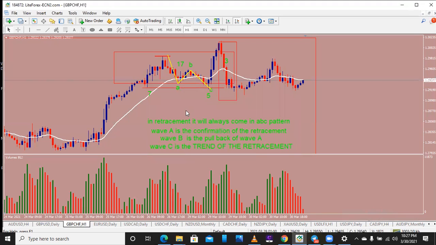It is Elliott wave, yeah, but this is a simplified version. Every trade retracement will always come in ABC. This is what you want to understand. Don't make things complex. Keep it simple. If you go down to your chart, you will keep on seeing A, B, C. Wave C is always the trend of the retracement. Wave B is the pullback of wave A. And wave A is the confirmation of the retracement.